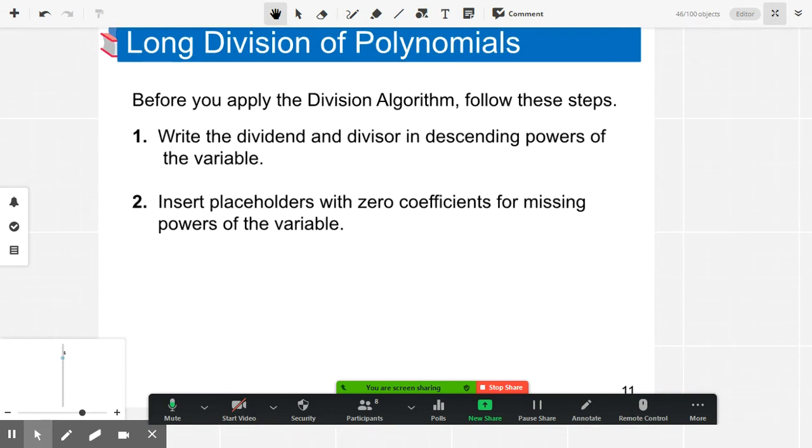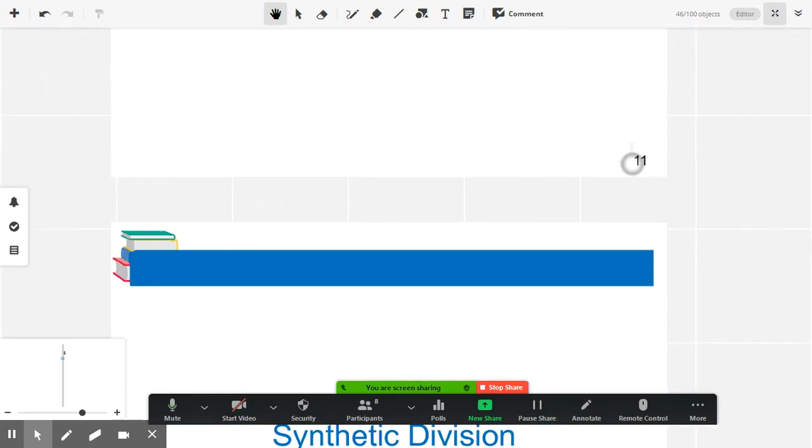All right, so this is just a reminder of what we talked about. Before you long divide, you've got to write the dividend and the divisor in descending powers of the variable, including all degrees, right? If there's one not there, you just put in a zero coefficient. That's what that says. Insert placeholders with zero for coefficients for missing powers of the variable.